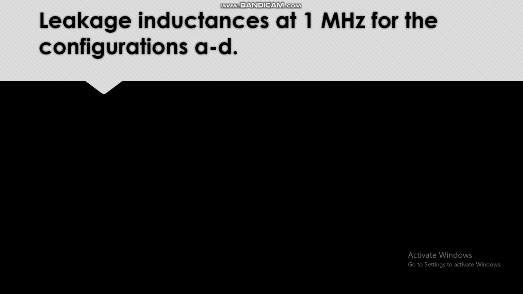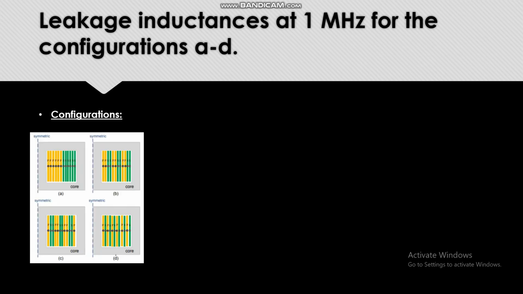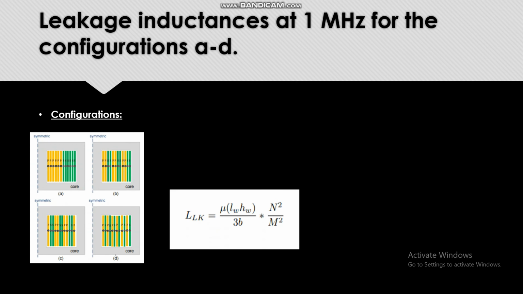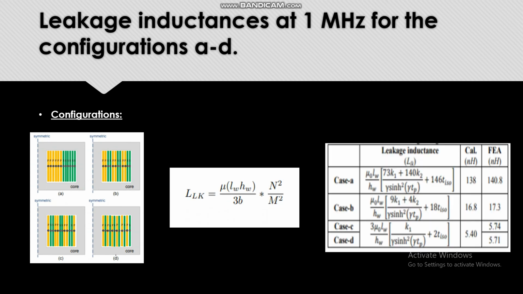Looking further into leakage inductance, we see leakage inductance at 1 MHz for different configurations from A to D. The configurations are given as follows. Use this formula and obtain this graph. These figures can be referred to in the case study where I have linked the research papers from which I have gotten the data.